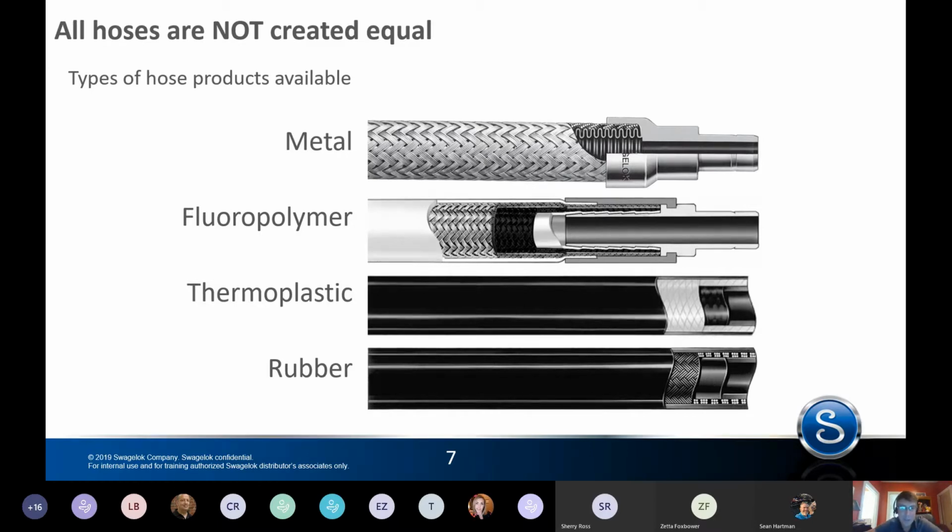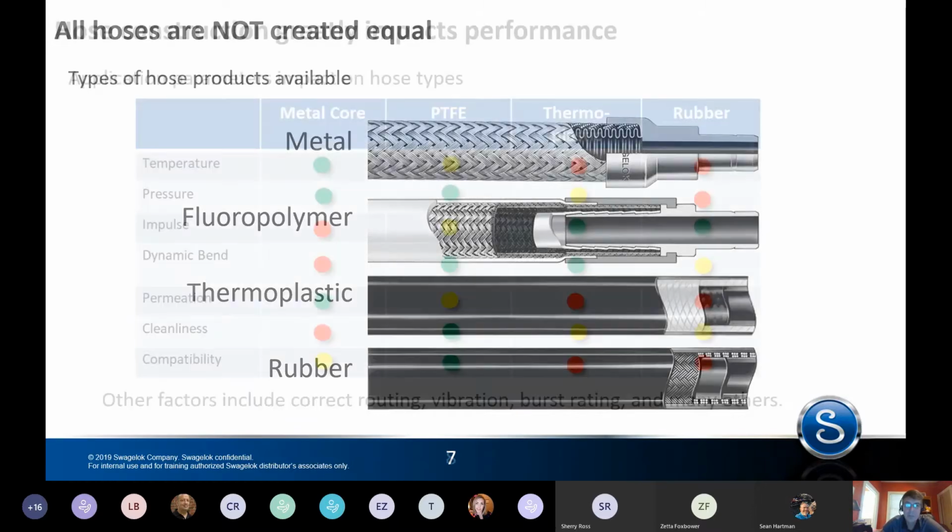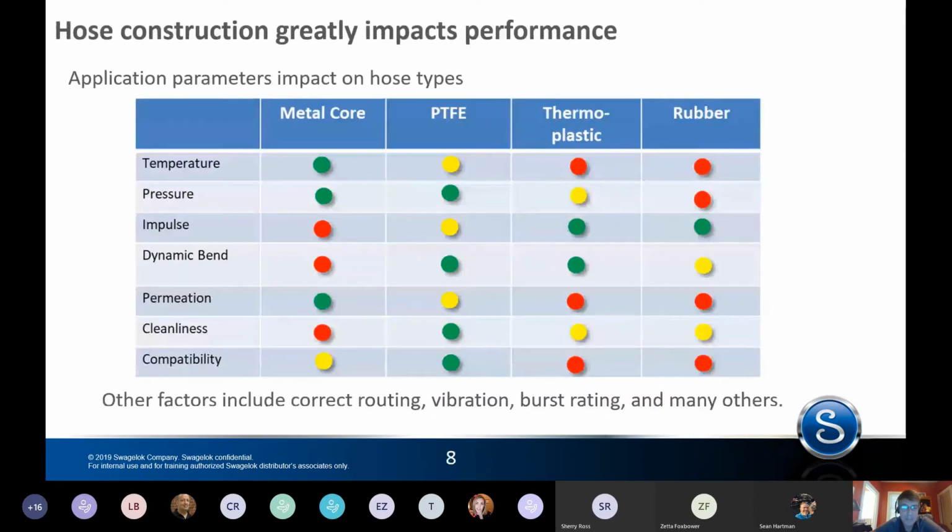So when selecting the right hose for an application, it's always very important to take these things into consideration, because a very good hose could last a very short amount of time in the wrong application, and that's what this chart here is trying to show. Different hose materials are better for different applications, and so what we're saying here is a metal core hose is very good for high temperatures, it's very good for pressures, but it does not perform well in pressure impulse. Pressure spikes will break a metal hose very, very much quicker than a thermoplastic hose.